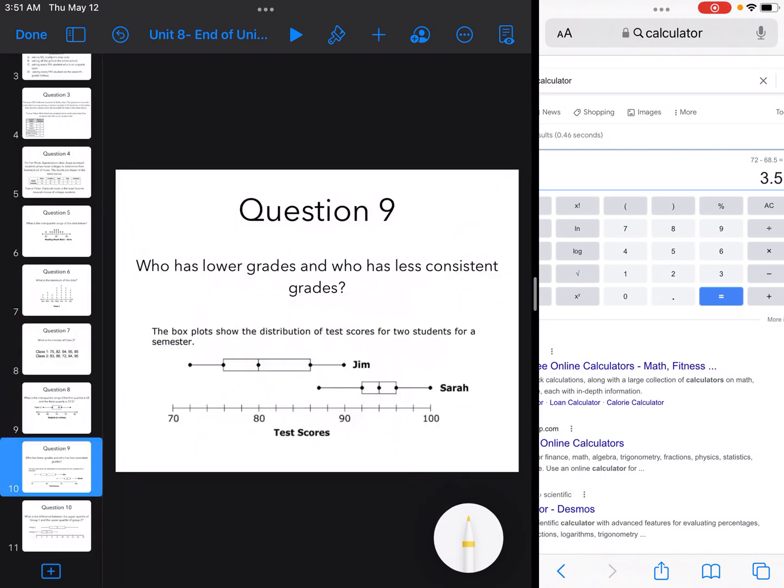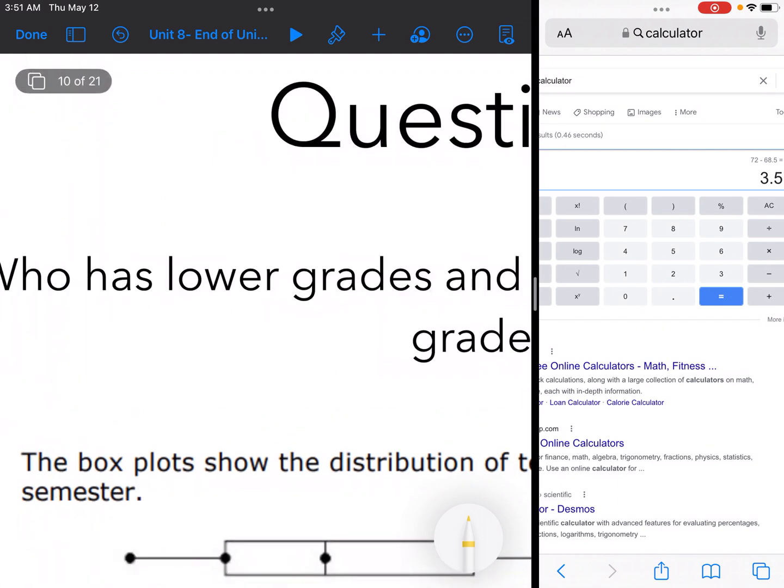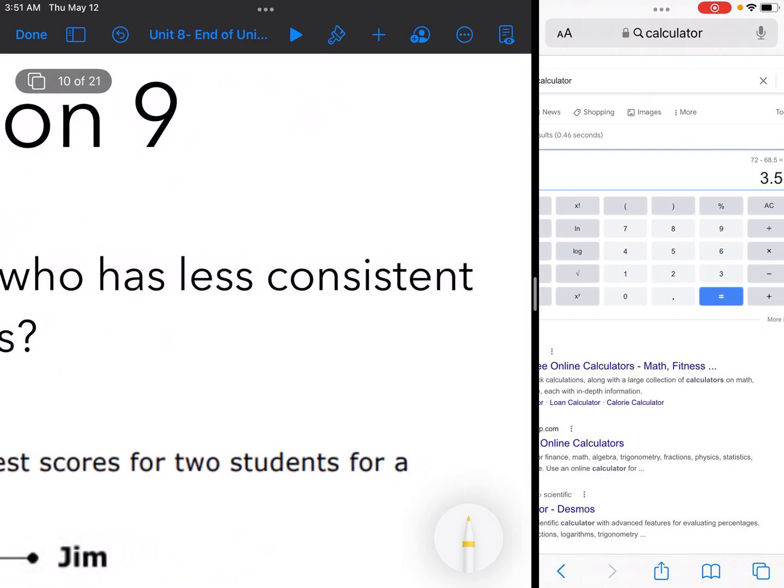All right, who has lower grades and who is less consistent with their grades? So this is talking about further this way on the number line, and has a larger spread or a larger range or more variability.